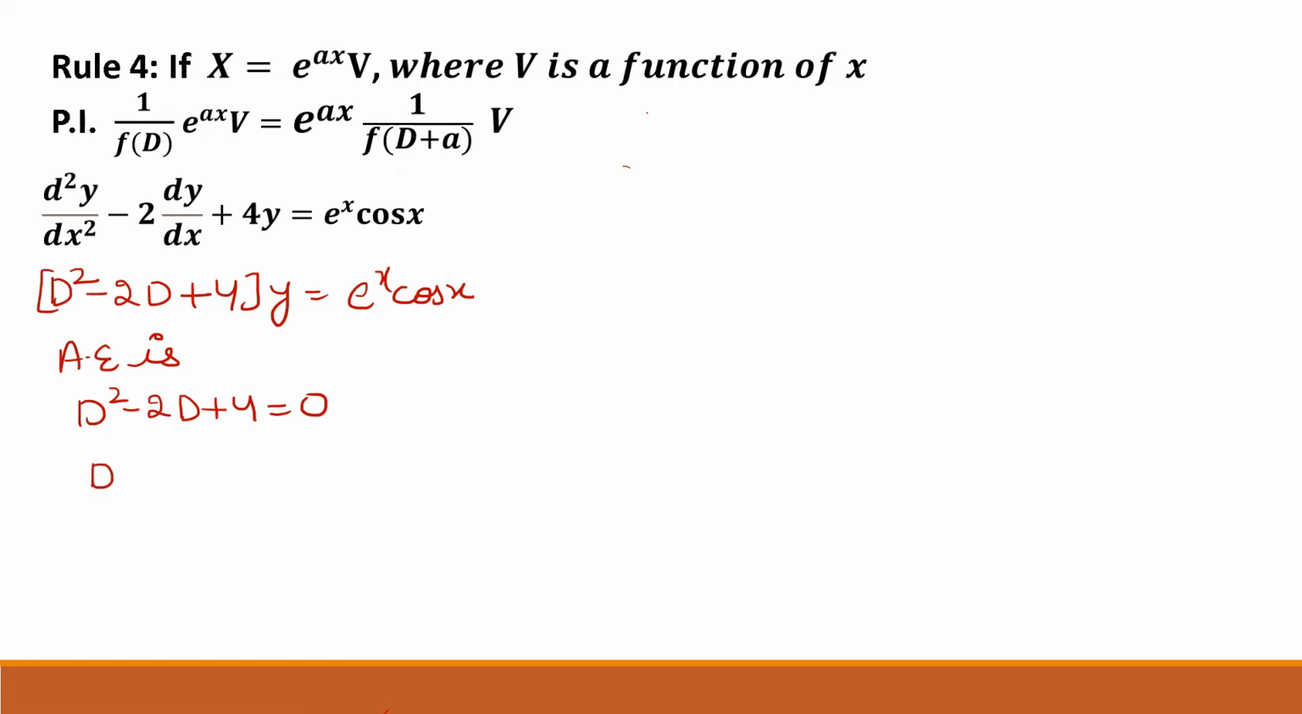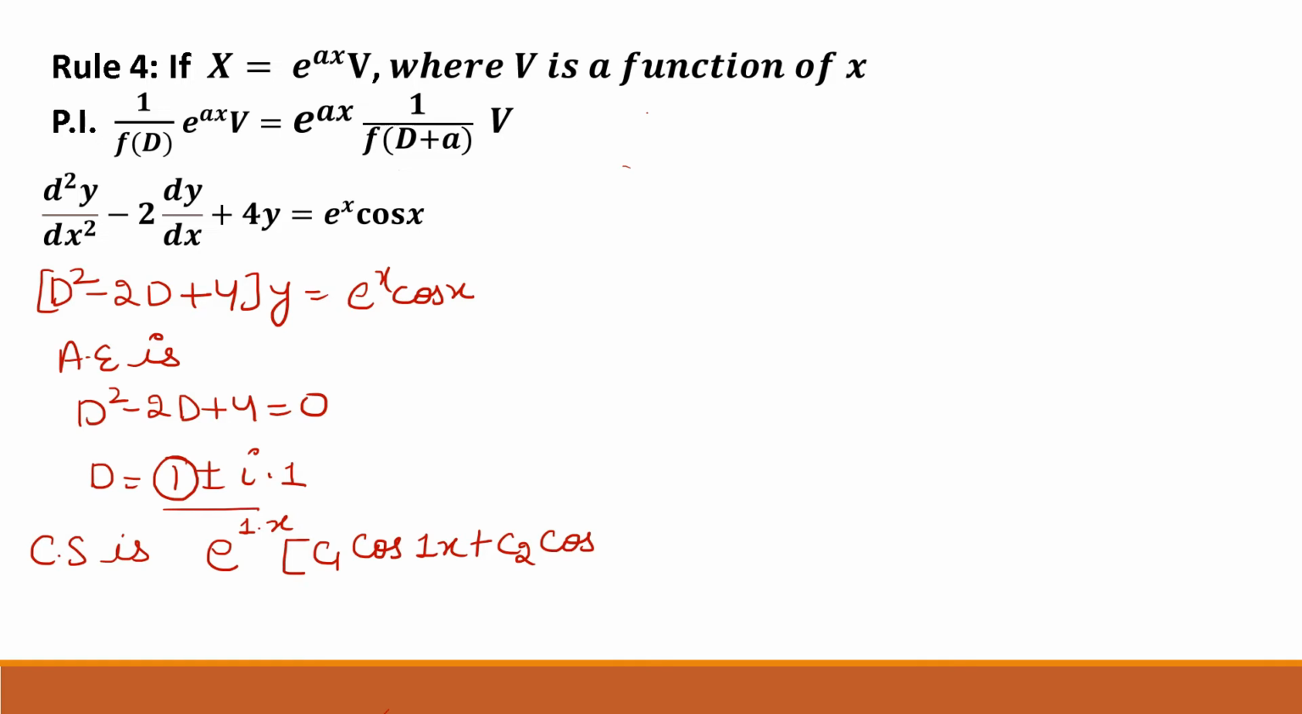So the roots are 1 plus minus iota. You can calculate this. So these are complex roots. What will be the complementary solution here? The complementary solution is e power the real part. What is the real part? This is your real part, 1, into the independent variable x, into the first constant c1 cos of the imaginary part. The imaginary part is the one along with iota, that is also 1, so 1 into x, plus c2 sin, sorry, not cos, sin of 1 into x. So our complementary solution is e power x (c1 cos x plus c2 sin x).